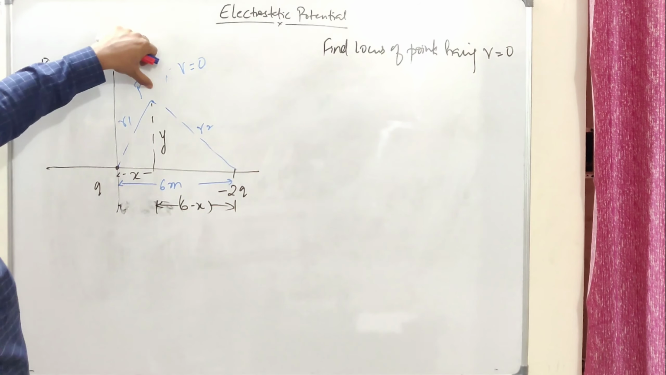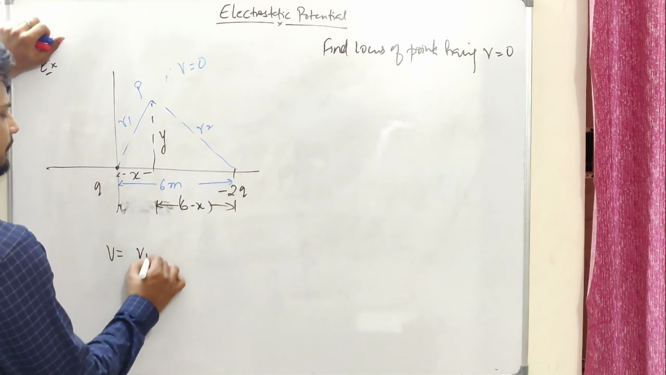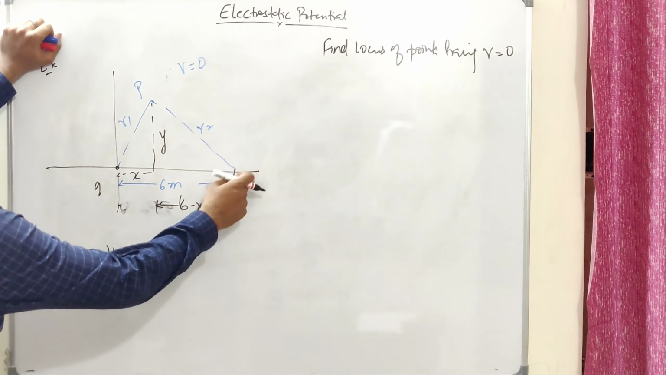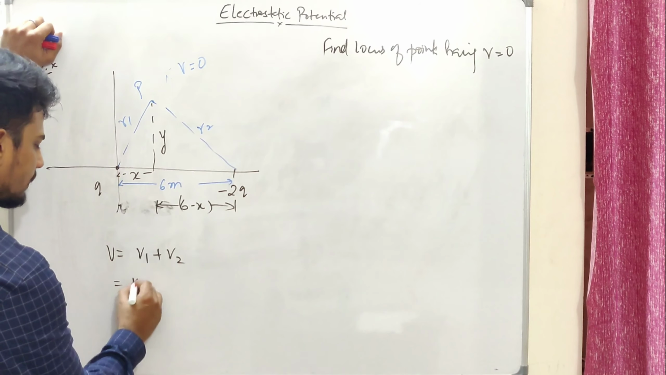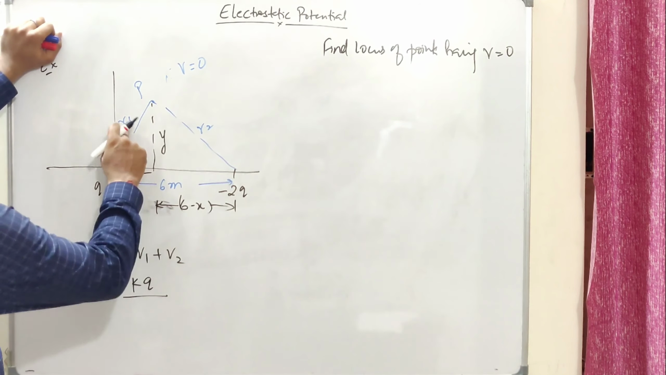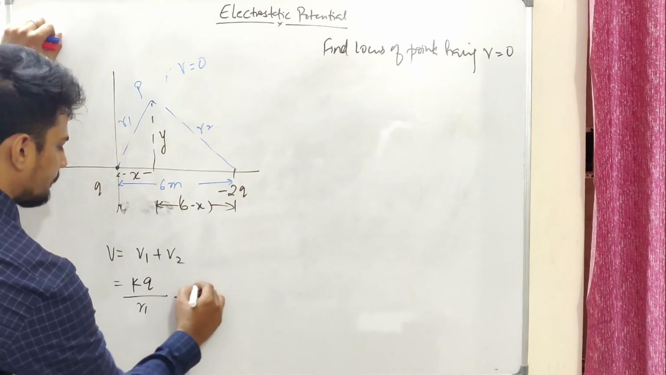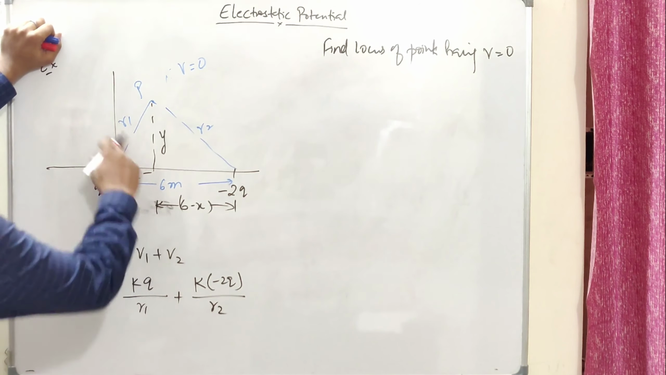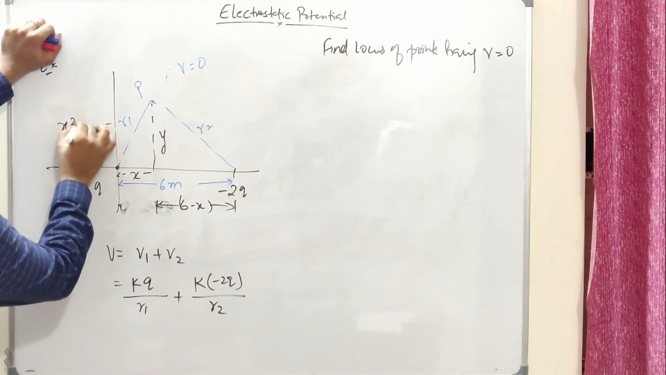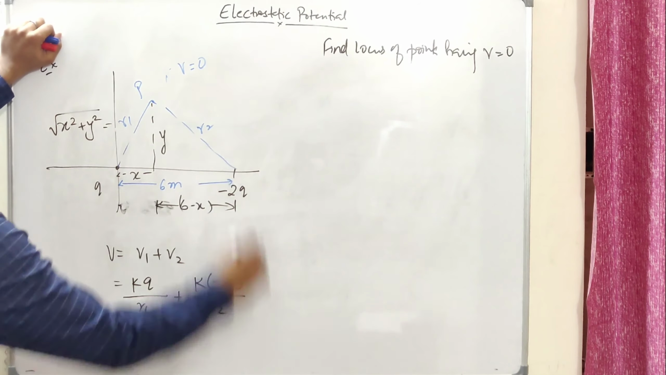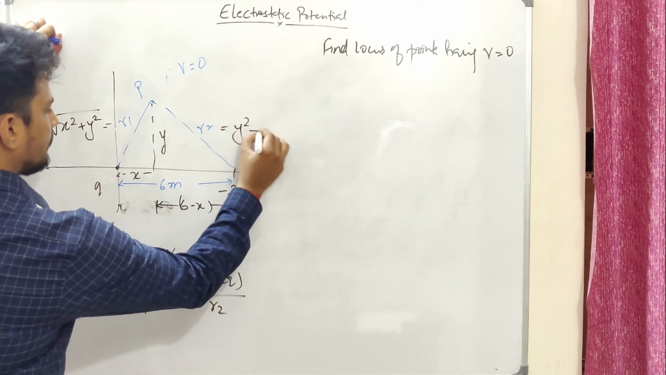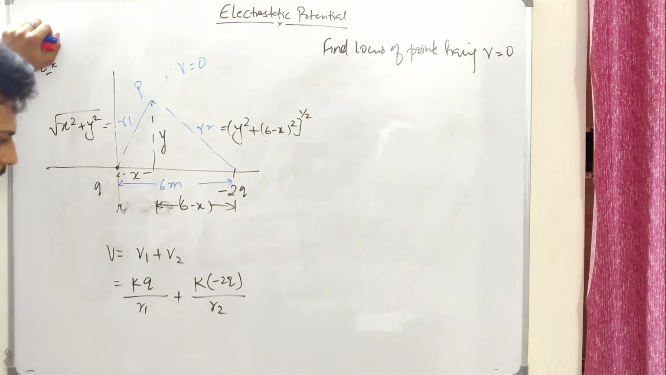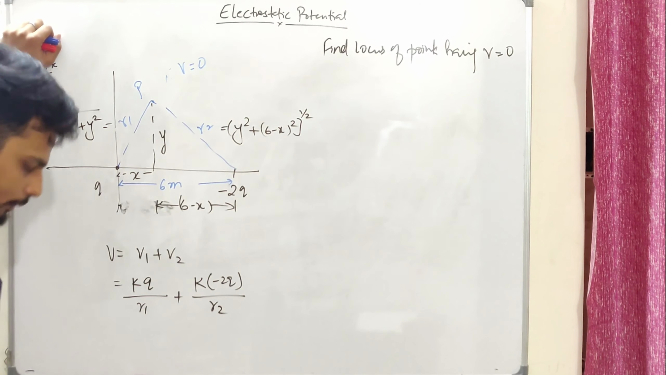So the net potential at this particular point P, V, should be V1 plus V2. Let us assume that potential V1 is because of this charge Q and V2 is because of this charge minus 2Q. So this is going to be kQ over r1 plus k(minus 2Q) over r2. Well, r1 is equal to the square root of x squared plus y squared, whereas r2 should be the square root of y squared plus (6 minus x) whole squared. I can write it in terms of powers also. I'm going to substitute it over here and then work on this.